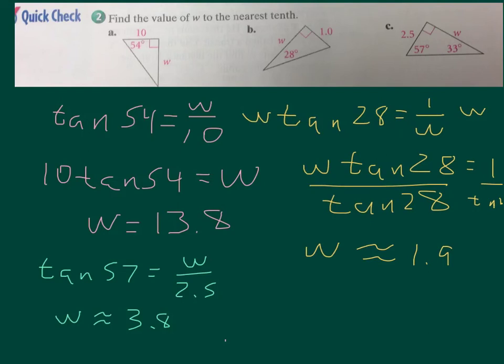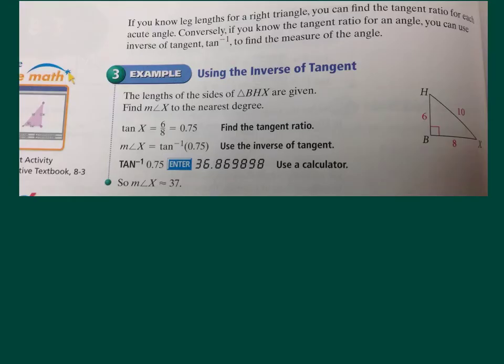Now for part C, there's actually two ways we can do it. First way, we can say the tangent of 57 equals W over 2.5, and when you multiply both sides by 2.5, you're going to get W to be approximately equal to 3.8. The other way to do part C would be to say the tangent of 33 equals opposite over adjacent, which would be 2.5 over W, and then you'd multiply both sides by W and divide both sides by the tangent of 33, and so W would be 2.5 divided by the tangent of 33, which again better give you approximately 3.8.